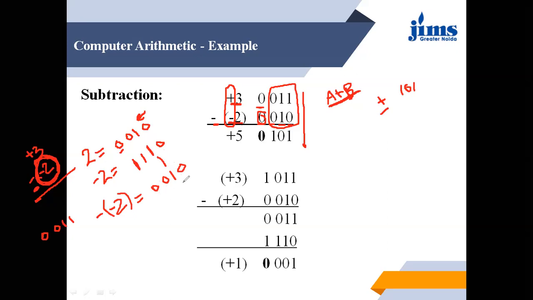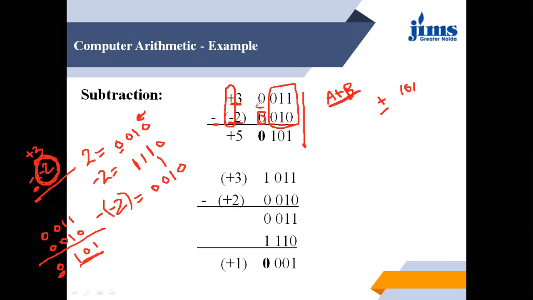So now this is the 2's complement of -2, and we have to add this number to +3. This is equivalent to +3. So we are adding these numbers. This will be 1 plus 0 is 1. 1 plus 1 is 0 with a carry 1. This is a carry 1, plus 0 plus 0 is 1, and 0 plus 0 is 0. So from here you can see that the number is positive and it is equivalent to 5.